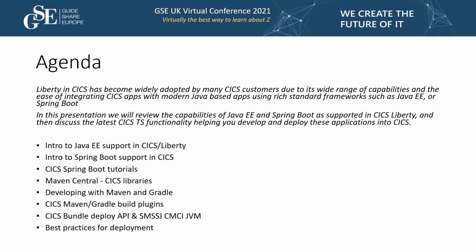Liberty in CICS has become very popular, and we've got a lot of customers now using Liberty in CICS. Java EE has been the traditional way of developing applications in Liberty, and we're going to have a look at Java Enterprise Edition. But then we're also going to have a look at Spring Boot, which has become very popular as a development paradigm that builds on Java EE and provides somewhat of an alternative to it. We'll look at some of the differences and benefits of using that and how deploying it into CICS works. Also looking at Maven Central, Maven and Gradle build systems, which are all mixed up with this Spring Boot development paradigm.